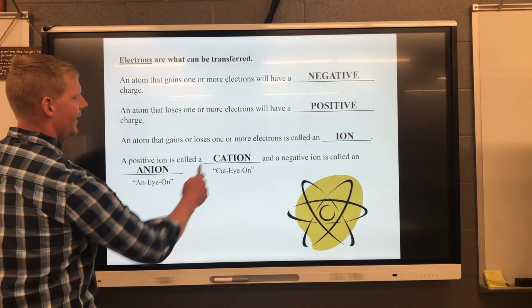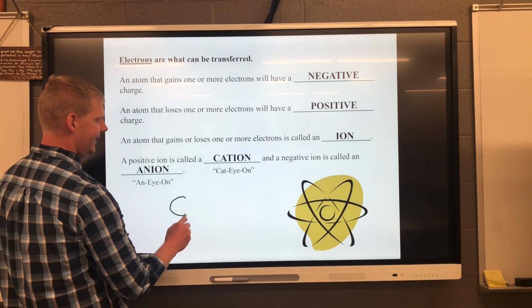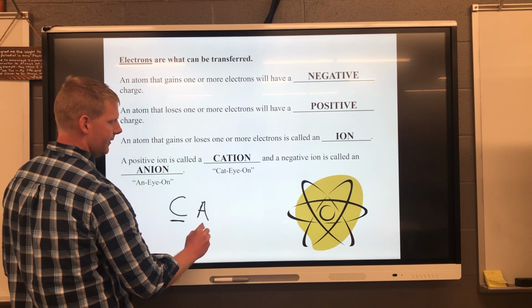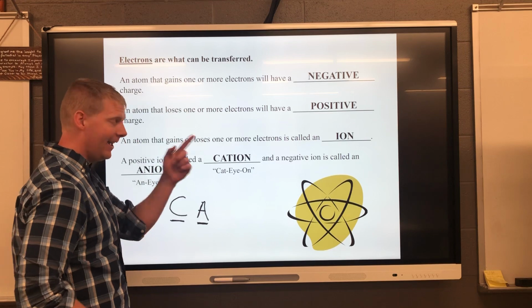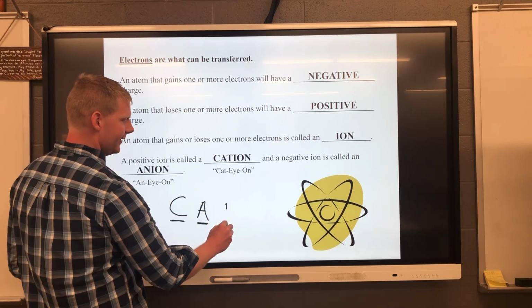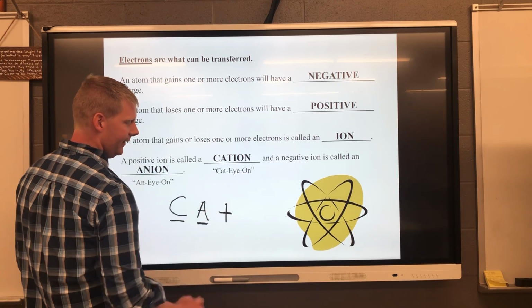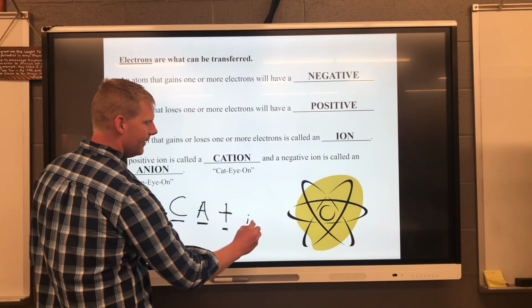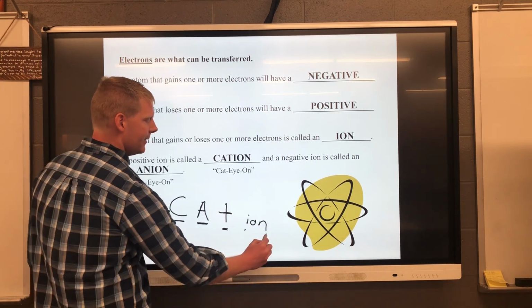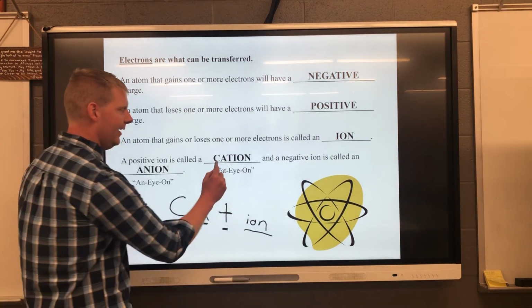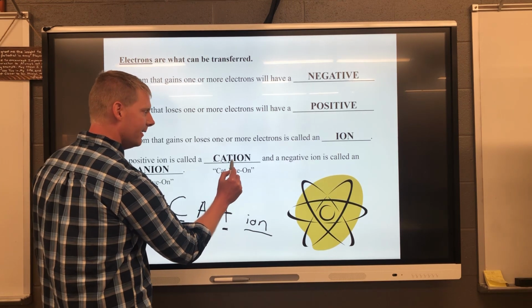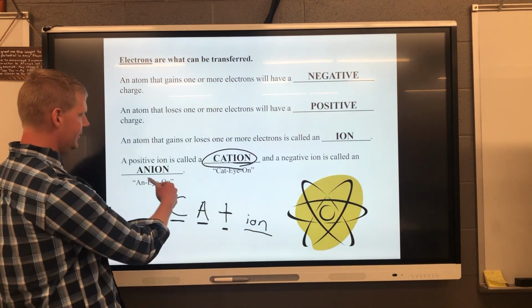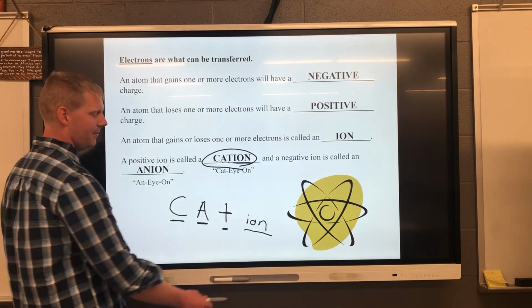All right, cation, if you look at it, it is C, A, like you see that T, it kind of looks like a positive sign, right? So C, a positive ion. So it's basically telling you the answer there. If you see a positive ion, well, that's a cation. Then you just remember anion has to be the opposite.